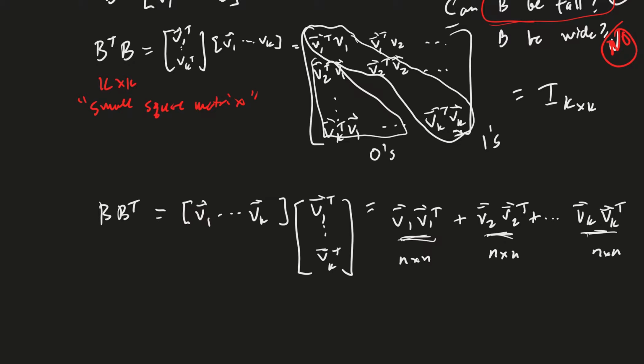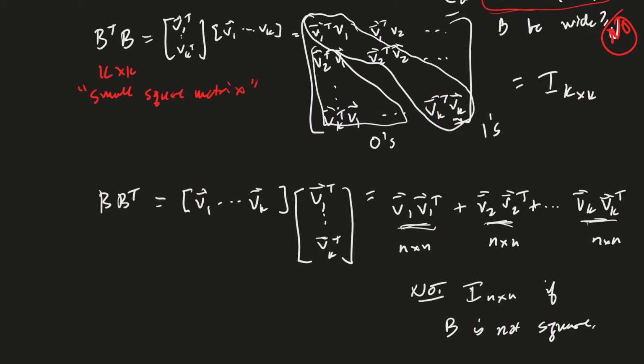And so this is not going to be the identity typically if B is not square. If B is square, we can show that we get the identity matrix either way. Okay, good. And so what is B B transpose?